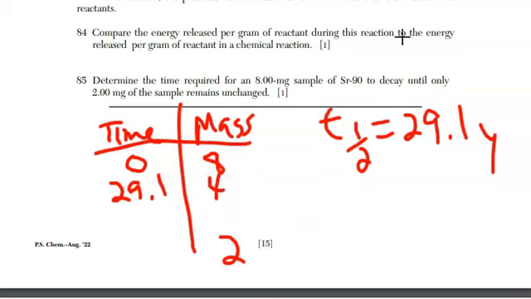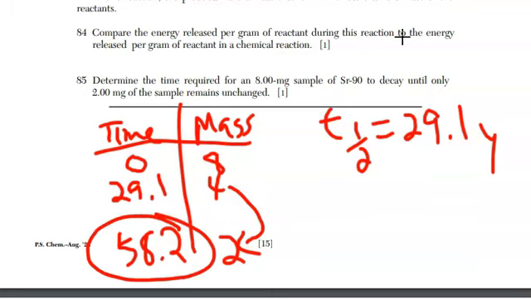And then another 29.1 years goes by. So we need to add our time. So 29.1 plus 29.1, we're going to 58.2 years. Once that's passed, we've gone from 4 down to 2 grams of strontium-90 left. And sure enough, 58.2 years is our answer.